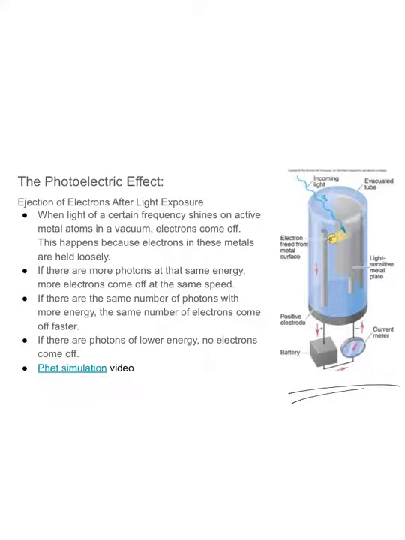Okay, so the more photons at the same energy, the more electrons come off at the same speed. So there's a relationship between the amount of energy being put into the metal and the number of electrons that are being ejected from the metal. So what I really need you to remember, especially for the homework for this evening, is that essentially one photon equals one ejected electron.